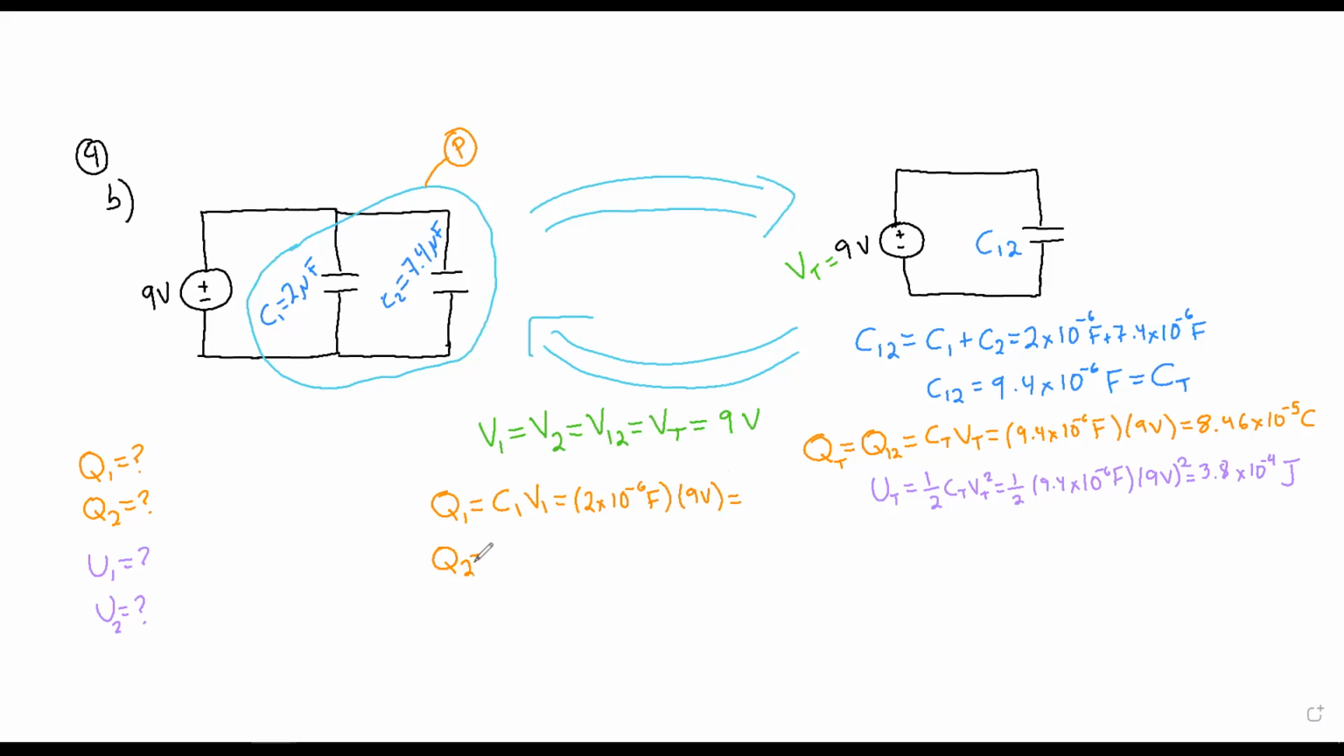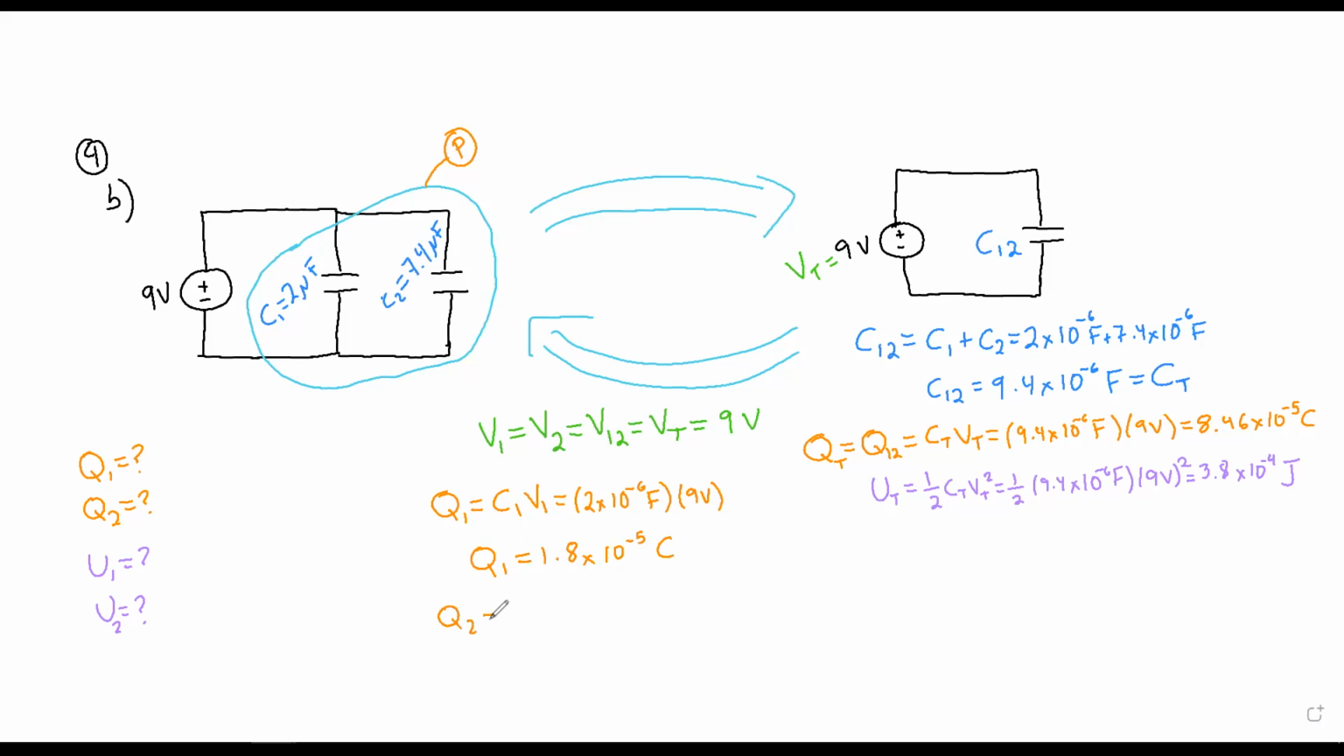And charge 2 is going to be C2 times voltage 2, 7.4 times 10 to the minus 6 farads multiplied by 9 volts. We've got these two. Could you please calculate those? Actually, we've got enough space here. So for Q1, Q1 is 1.8 times 10 to the minus 5 coulombs.